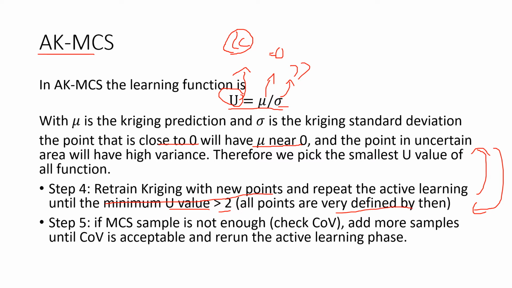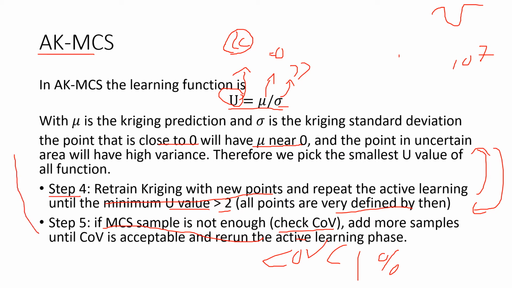So what if the Monte Carlo sample is not enough? For example, you have a limit state function that is very far from the center, so it needs something like 10 to the power of 7 samples to calculate. After step 4, we just add more samples to the Monte Carlo simulation by checking the COV. If the COV is not fulfilled, for example, we need the COV to be less than 1%, we just add to the Monte Carlo simulation and come back to the active learning, and we do this over and over again until the COV is less than 1%.